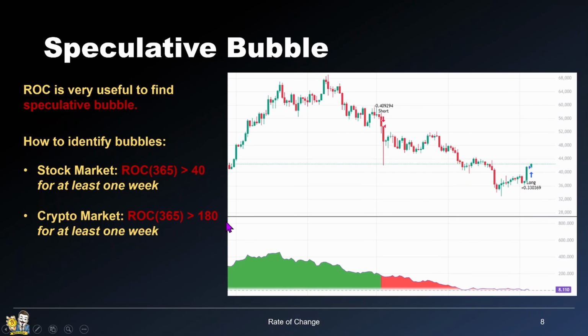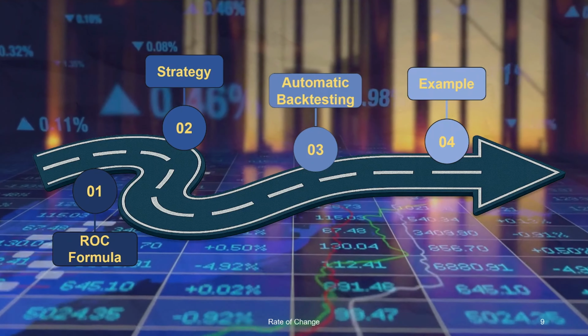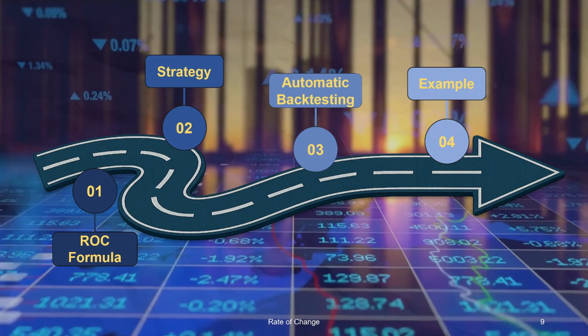Let's see an example. On this Bitcoin chart, we can see that the ROC was higher than 180. That means we were in a bubble. And see what happened here? The ROC crossed back below the threshold of 180. When the indicator crosses back below this level, we can anticipate the end of the bubble and a return to the real value of the asset. So you can open a short position right here, and as we can see, we avoided big losses. Plus, we earned 22%. Let's see how to automate the backtesting of this strategy.